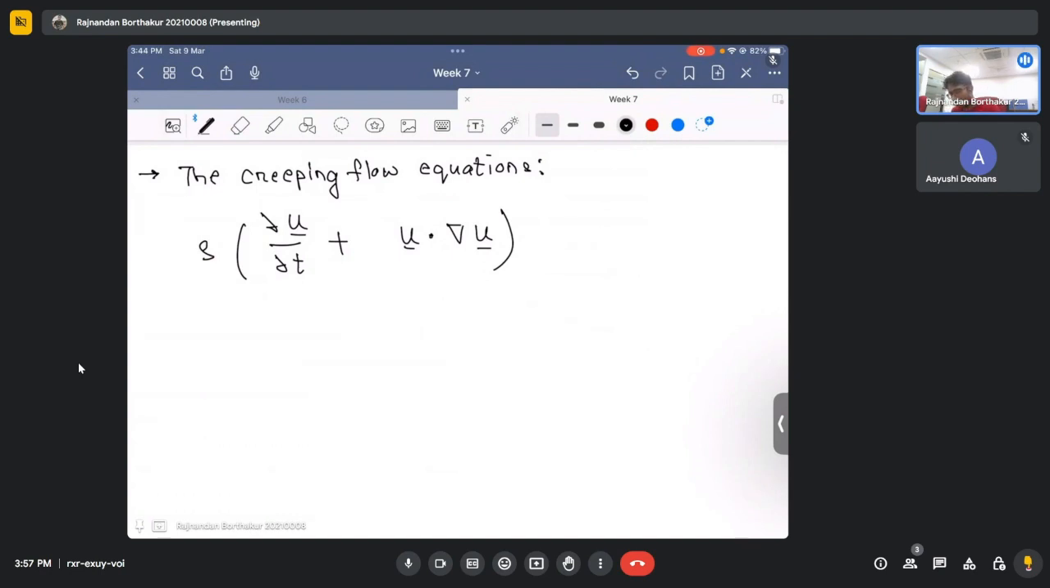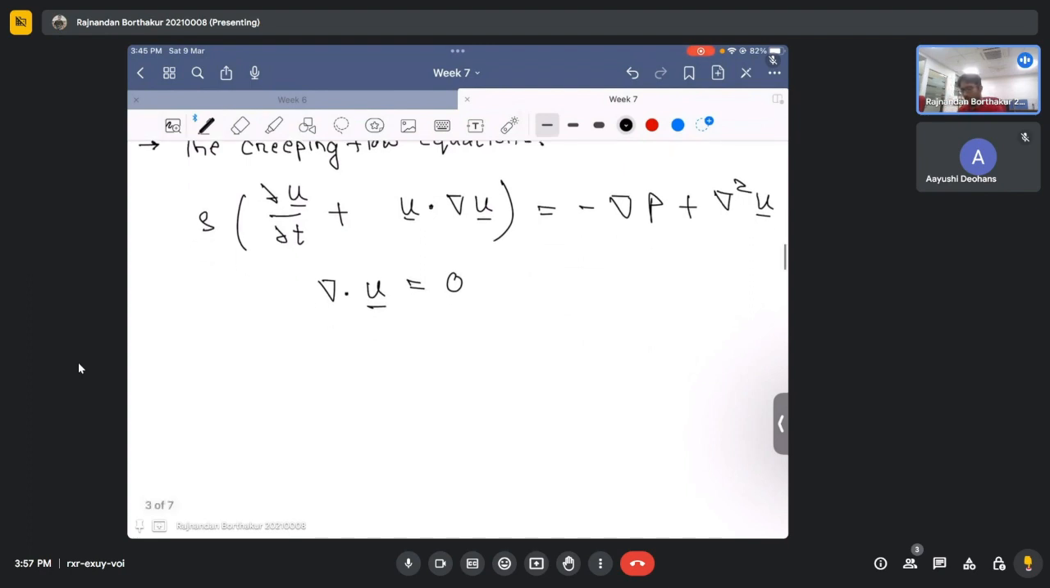So this term was basically rho times del u by del t, plus this term. And then we have the pressure gradient, so that's why this becomes gradient of pressure, plus, if it's a Newtonian fluid, mu del square u. Remember, when you are writing the Navier-Stokes equation, it should always be coupled with the continuity equation, which is nothing but divergence of u equal to 0.